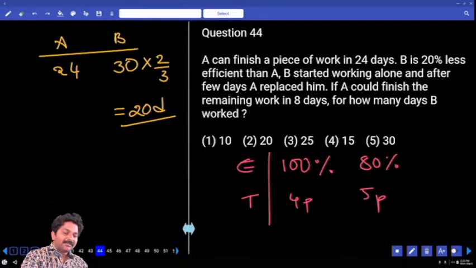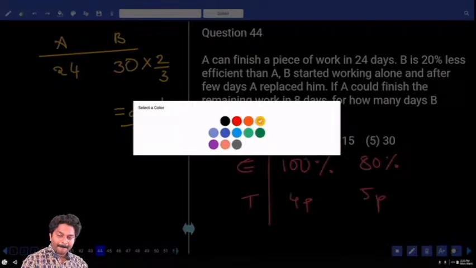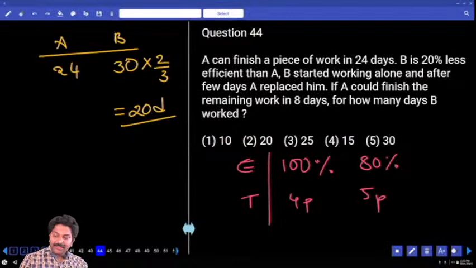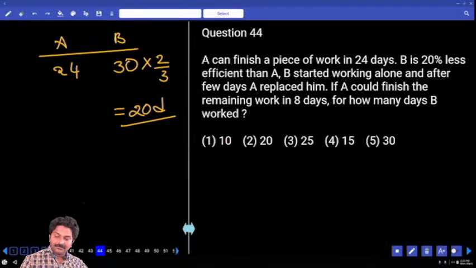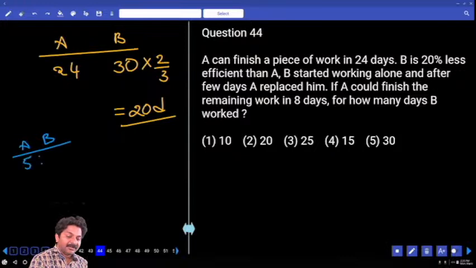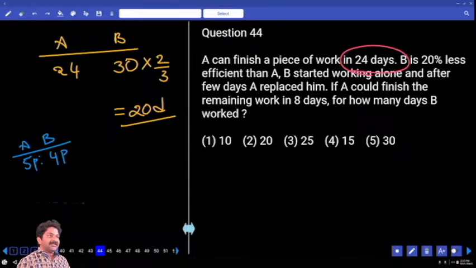This is one way. The other way is, efficiencies are in the ratio. A and B, efficiencies are in the ratio 5:4. That means 5 parts and then 4 parts only. A can complete the total work in how many days?